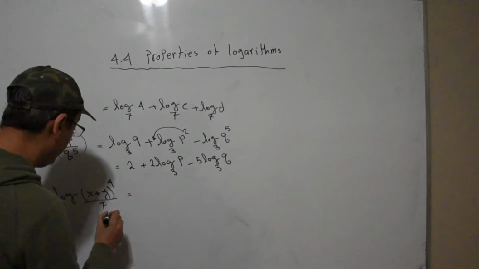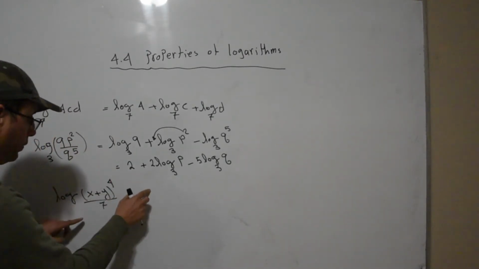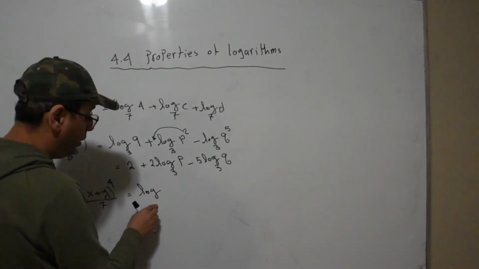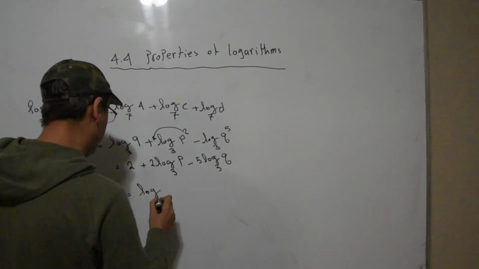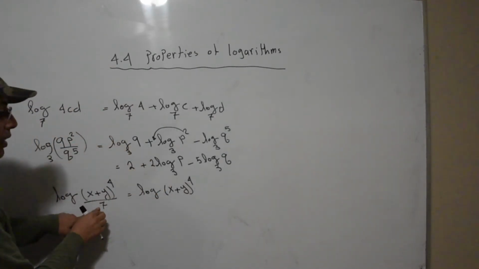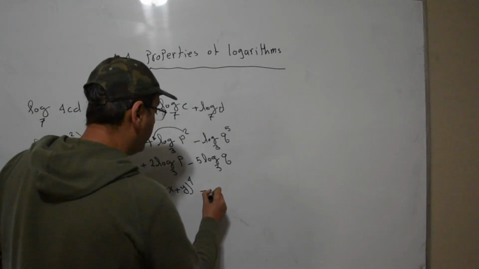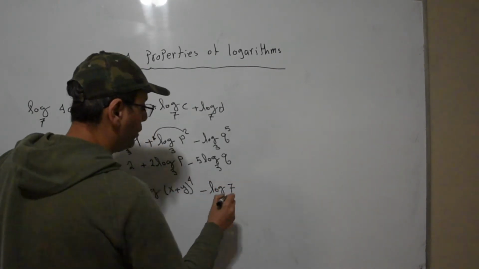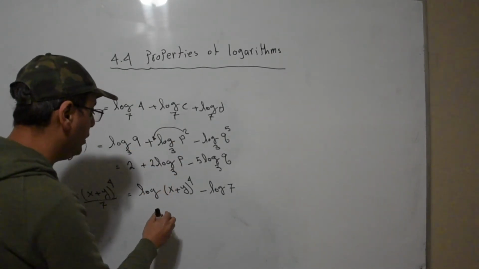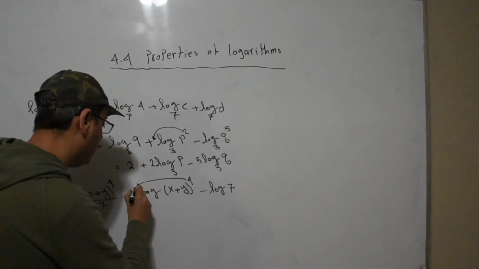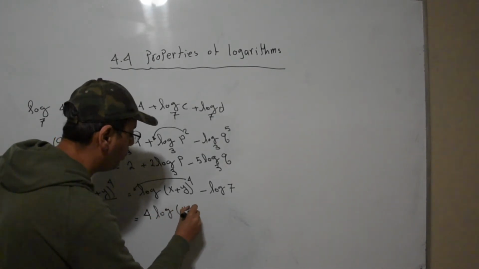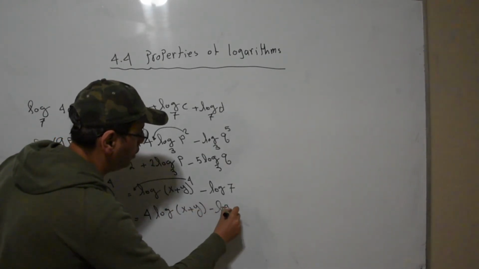Okay, so now I'm going to take the numerator as a positive log. So log, and no base, which means that the base is 10, x plus y to the fourth, and then this is the denominator, so this is minus log 7. Now, as I did here, I'm going to do the same. So I'm going to move this 4 here. So I have 4 log x plus y minus log 7.